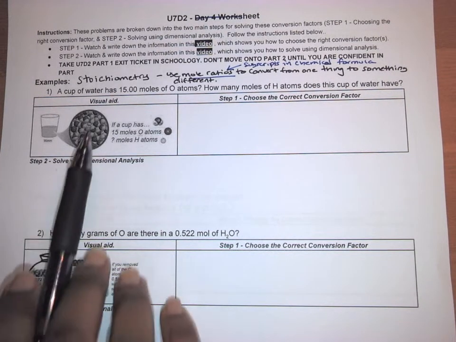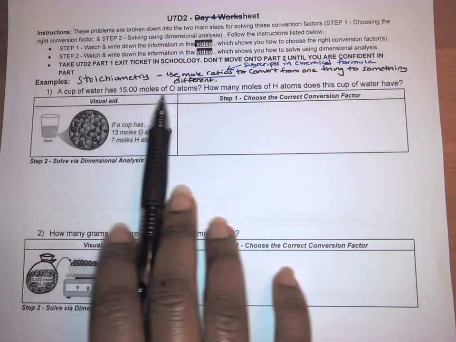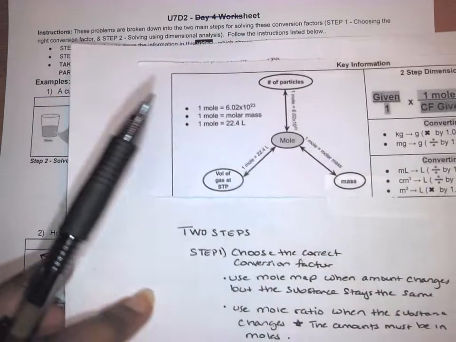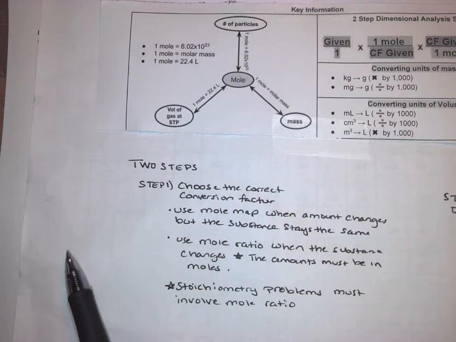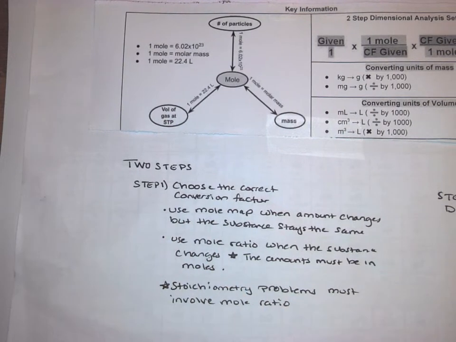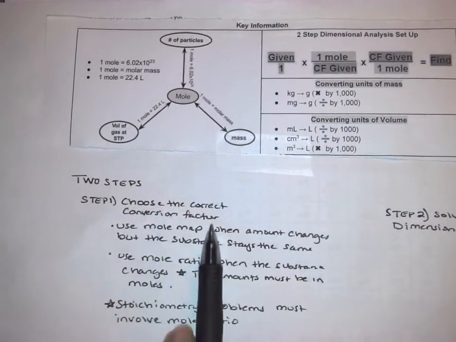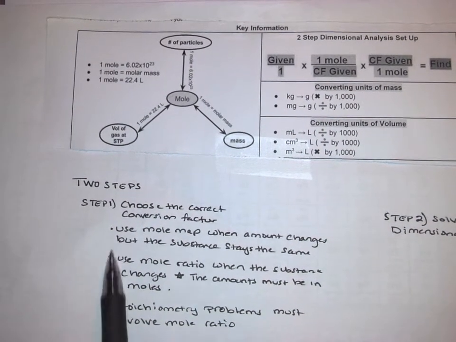In each of these problems, we're going to focus on the first step of solving these stoichiometry problems. Remember, there are two steps. The first step is to choose the correct conversion factor, and the second step is to solve using dimensional analysis. We're just going to focus right now on choosing the correct conversion factor.